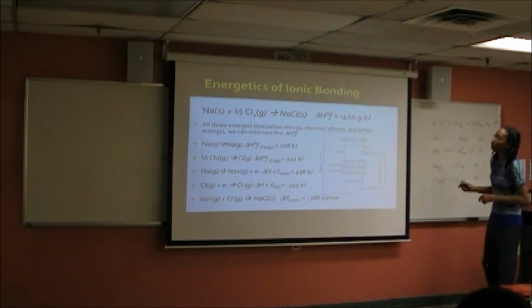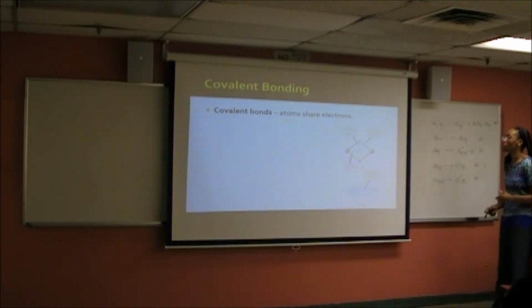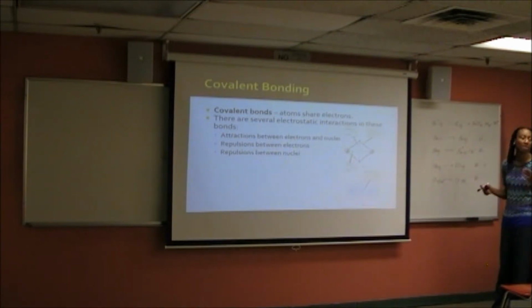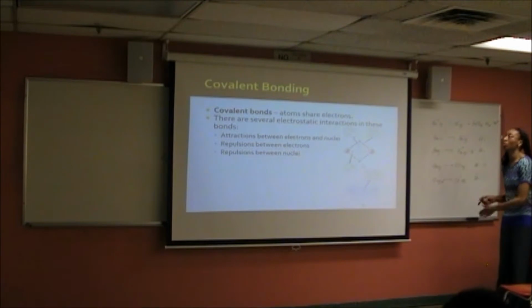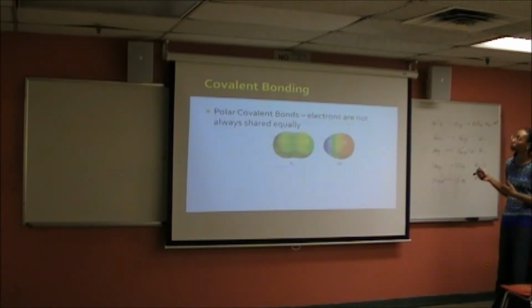Okay? Alright. So, covalent bonding. Covalent bonding is when you're sharing your electrons. Again, you have to take into consideration the attraction between your electrons and your nuclei, the repulsion between your electrons and the repulsion between your nuclei. This is going to give you how close or how far your atoms are going to be from each other. Okay? Now we have polar covalent bonds.